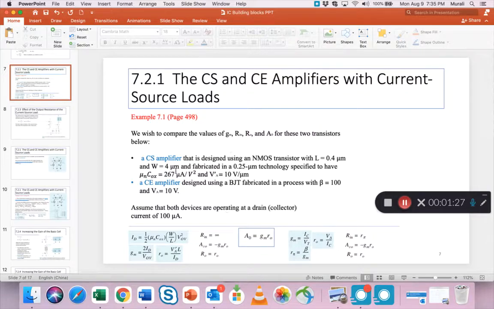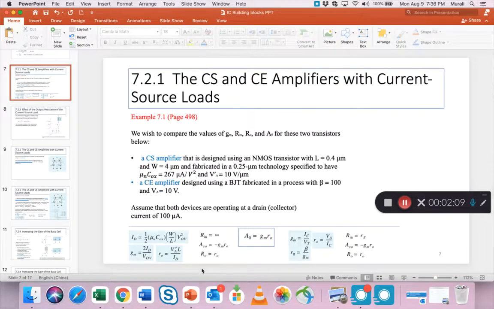So certain process parameters are given for each of the two types of transistors. For NMOS, you have the L, W, the 0.25 process length is given, the Kn value is given, 267, also V prime A, the early voltage, is given. Similarly, for a CE amplifier with the BJT, you're given beta and VA, the early voltage. So based on all this, do a comparison, right?